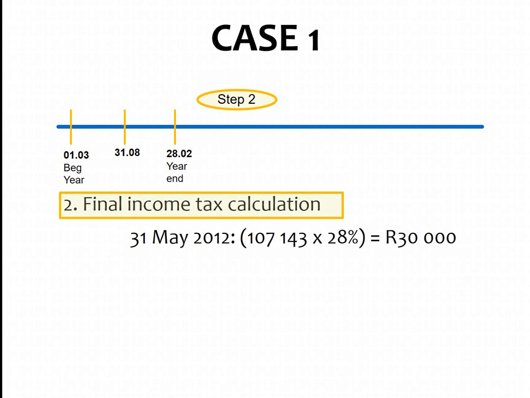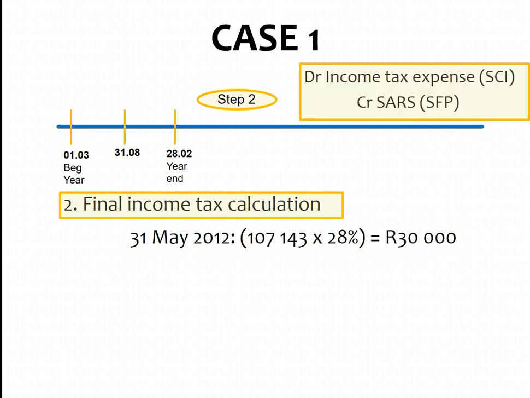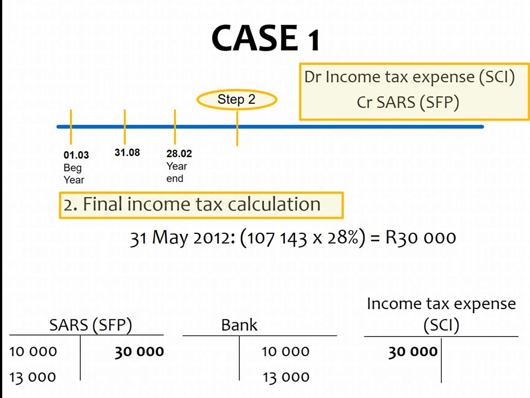Your next step, final income tax calculation. We calculated in the scenario you'd have seen on the 31st of May, we got the final income tax amount and we times by 28%. So we think we'll owe SARS 30,000, and we'll post this journal entry: debit income tax expense, credit SARS. Your T accounts will be updated as follows.